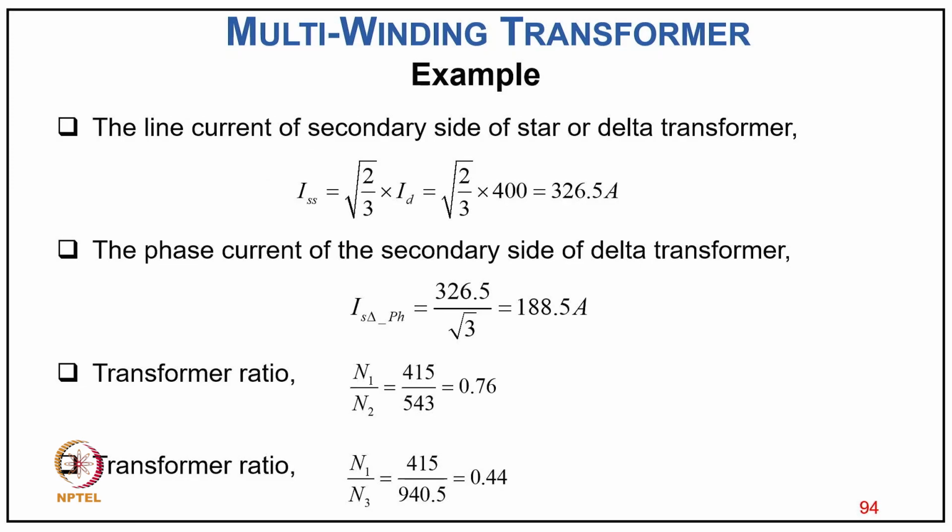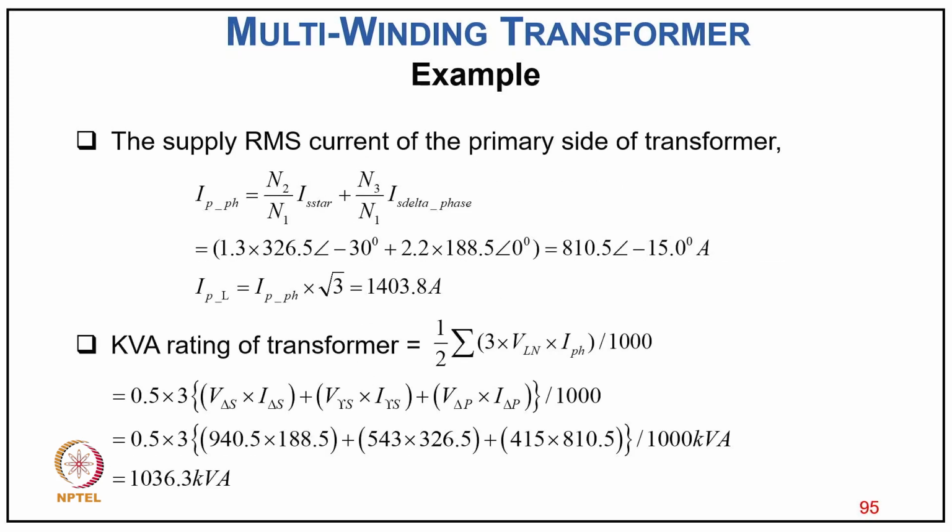And the line current of the secondary side is IS equal to root 2 by 3 Id, which comes to 326.5 ampere, and the phase current of the secondary side delta is 326.5 divided by root 3, that is 188.5. The turns ratio N1 upon N2 from the voltage comes to 0.76, and the ratio N2 upon N3 comes to 0.44. So now the IRMS current of the primary winding is IPH equal to N2 upon N1 into I star plus N2 upon N1 I star delta.